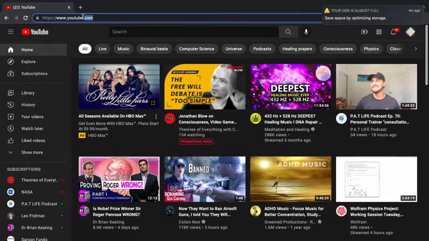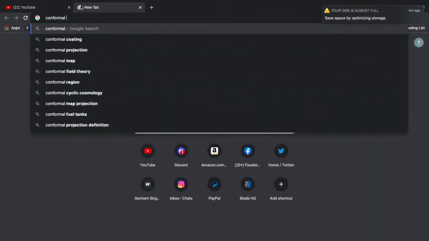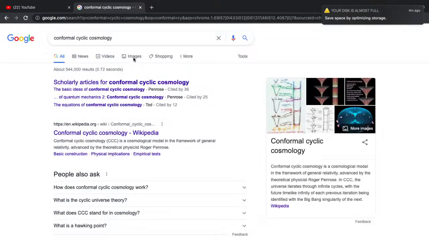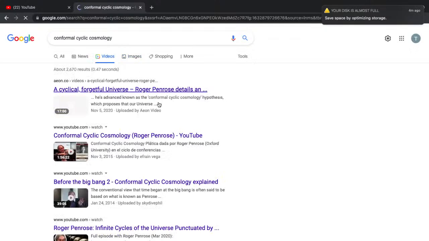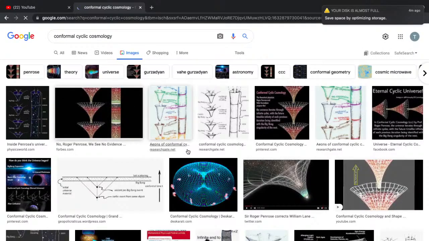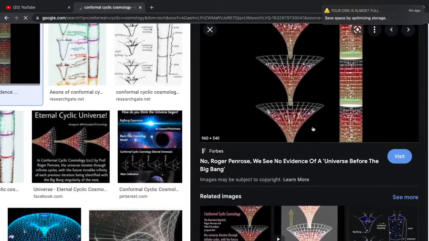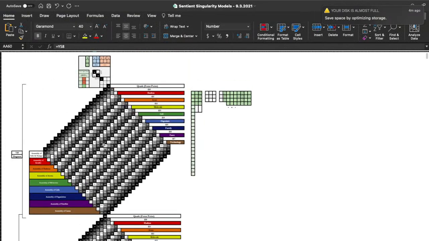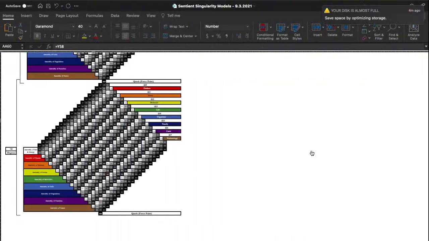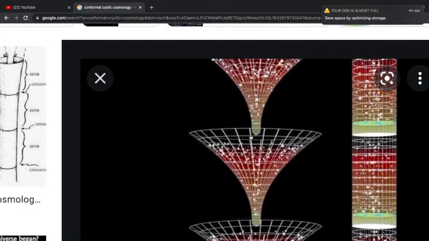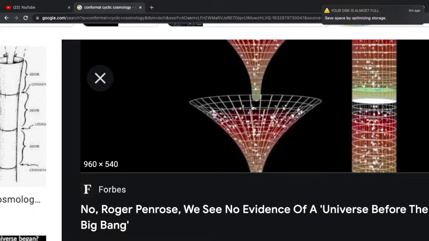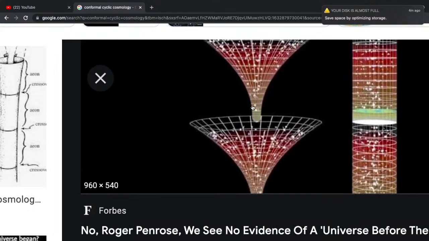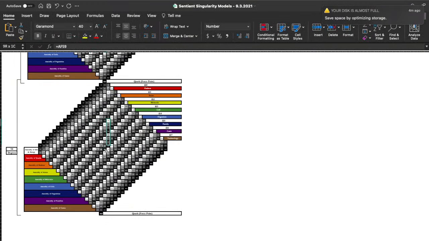Like if we look this up, conformal cyclic cosmology. This is Penrose's model of conformal cyclic cosmology. And each one is within the previous, I'm guessing, because that's true of this one. But I don't know if these particular number of lines that go across or go up and down have any relevance to this particular picture, but everything here is very specific.